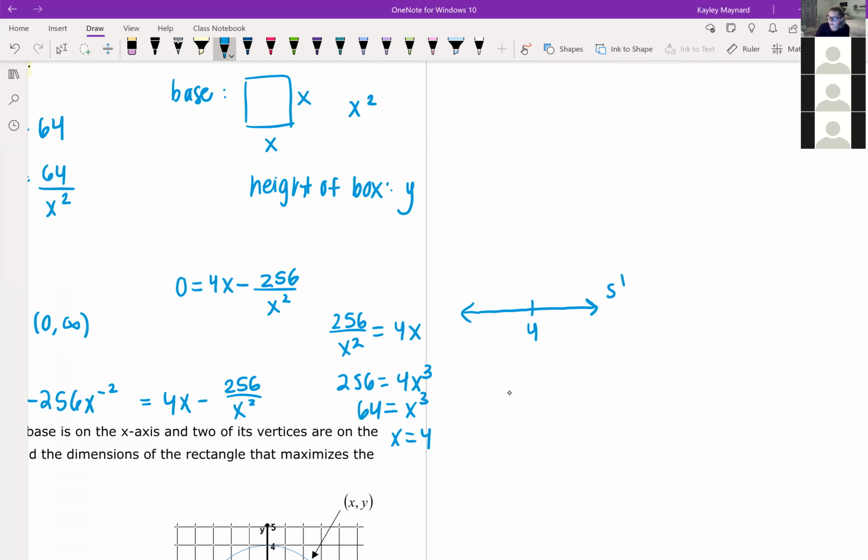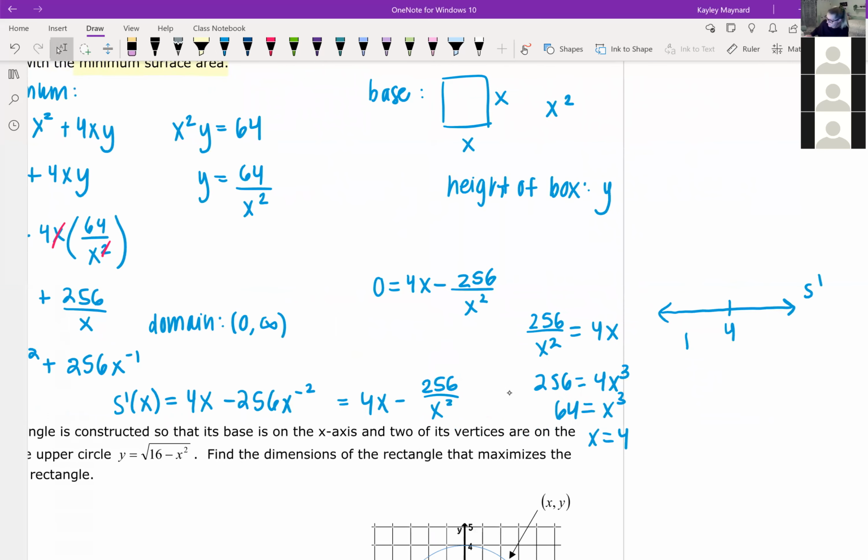So let's just plug in 1. If I come over to my derivative here and I plug in 1, I get 4 minus 256, which is definitely negative. If I plug in anything bigger than 4, let's do like 5, I get 20 minus 256 over 25. That would give me something positive.